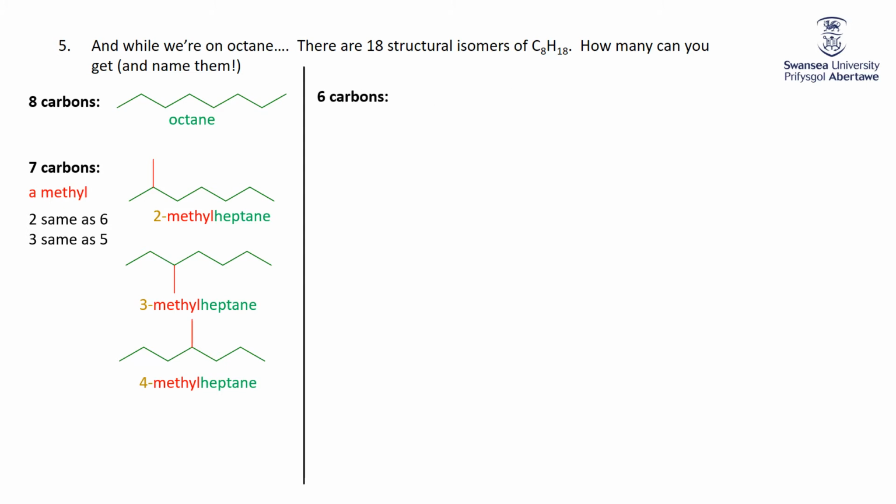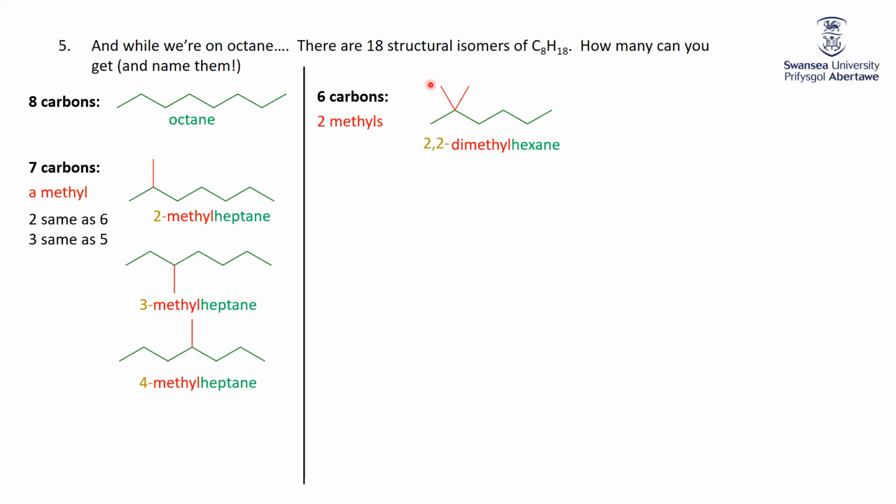Now let's go to 6 carbons. If there's 6 carbons in my long chain, that means there's 2 left over. Well, those could be 2 methyls. So therefore any isomers like this will be dimethyl hexane. Now again, you can't put a methyl on the first carbon. You could put it on the second carbon, and then we've got another one, so let's put both on the second carbon. So the first one here would be 2,2-dimethyl hexane.